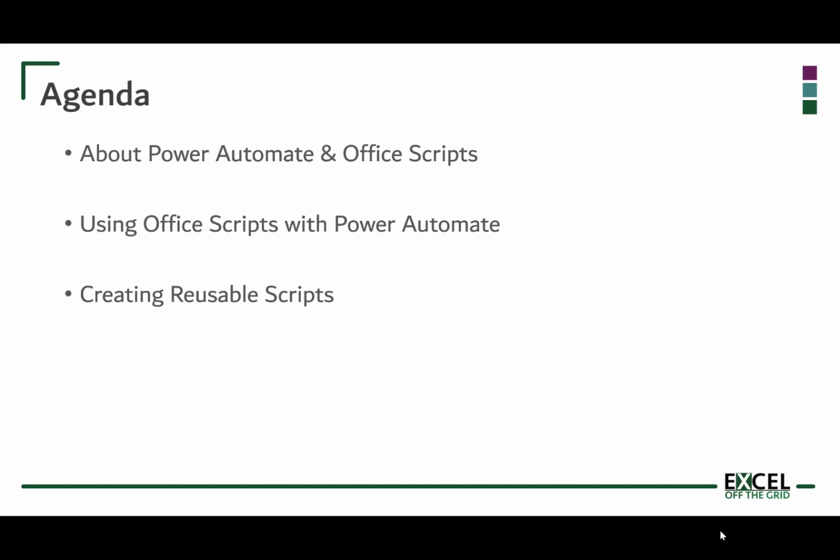So the agenda that we'll be following is that we'll start out by looking at what Power Automate and Office Scripts are. Then we'll move on to look at using Office Scripts with Power Automate, and we'll be working through an example with that. And finally, we'll look at how we can expand that example to create reusable scripts so that we can create automations faster.